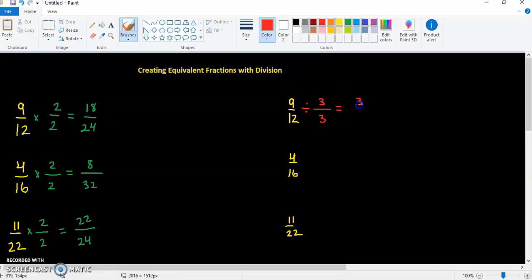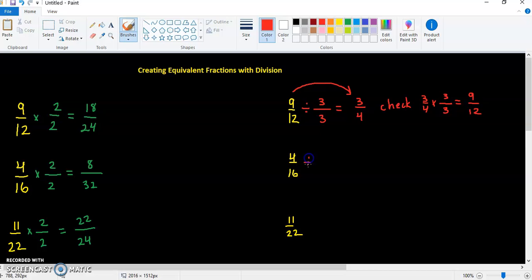9 divided by 3, well, that's 3. 12 divided by 3, well, that's going to be 4. And you have just created an equivalent fraction using division, because you divided both the top and the bottom by the same number. And the way you can check that, you can check it like this. You say, well, let's check. And the way you check division is multiplication. You take your 3 out of 4, multiply that again by the same number on the top and the bottom, and you'll see we get 3 times 3 is 9 and 4 times 3 is 12. So we're right back to where we started, so we know that it's accurate.